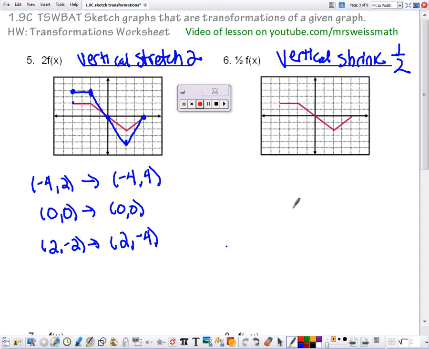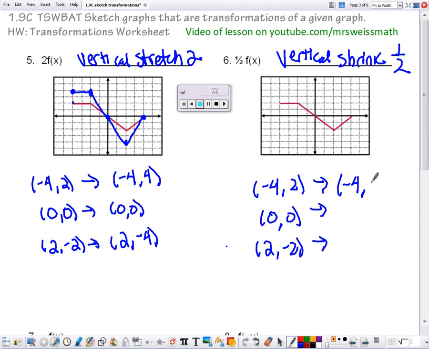Okay, so here's a vertical stretch, well really a vertical shrink of a half. So I'm going to do the same process, and I'm going to take my y-coordinates times a half. So 2 times a half is 1. 0 times a half is still 0 on the y. And then negative 2 times a half is negative 1. I get my points, and it shrunk vertically.